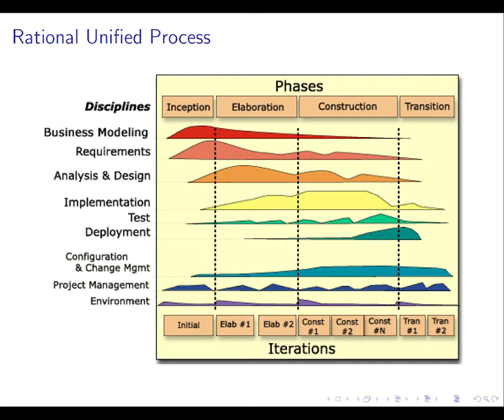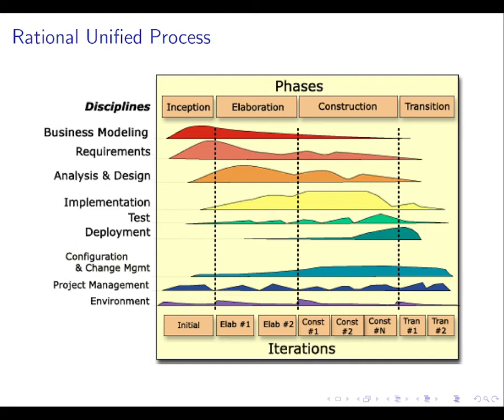Now, what do I want to say about this? Fundamentally, what the Rational Unified Process does is it splits development up into these 4 phases. So we have inception, elaboration, construction, and transition. The idea is that inception is when you're exploring enough of what's going on to find out whether it's sensible to build this system at all.